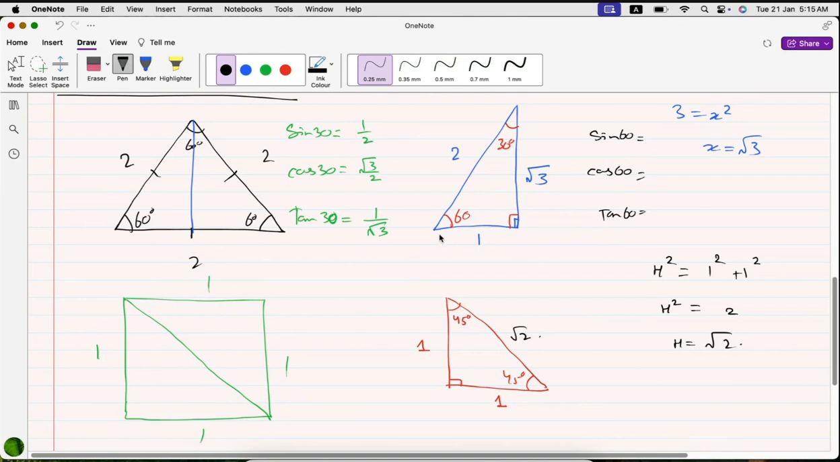So sine 60 is square root 3 over 2. Cos 60 is 1 over 2, and tan 60 is square root 3.